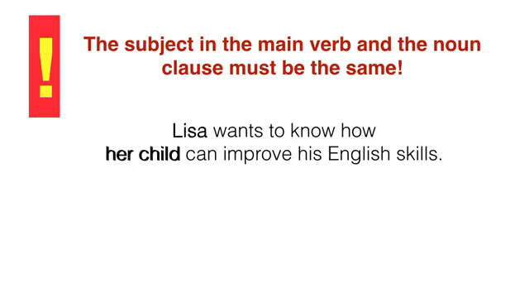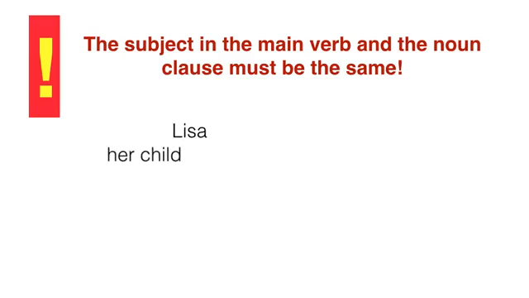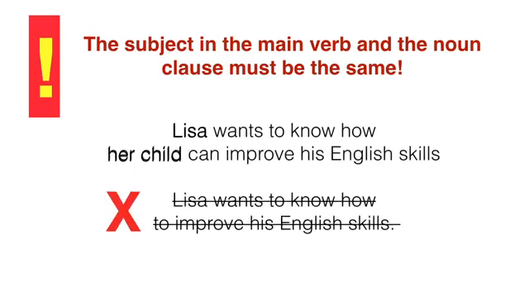In this sentence, Lisa is the subject in the main clause, and her child is the subject in the noun clause, which means we cannot reduce it without changing the meaning. So we cannot say Lisa wants to know how to improve his English skills. It's confusing. Are we talking about Lisa or about her child?